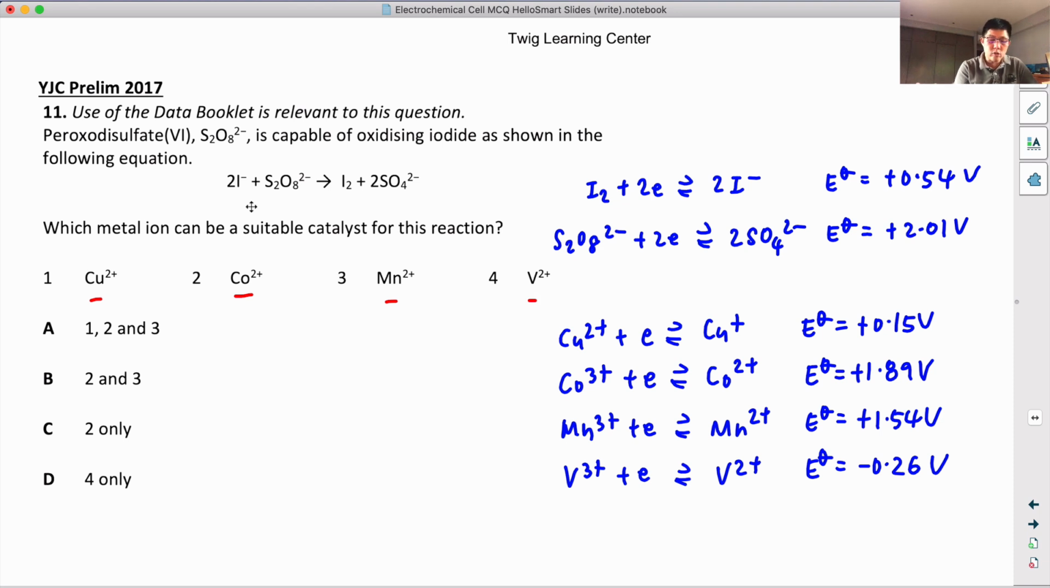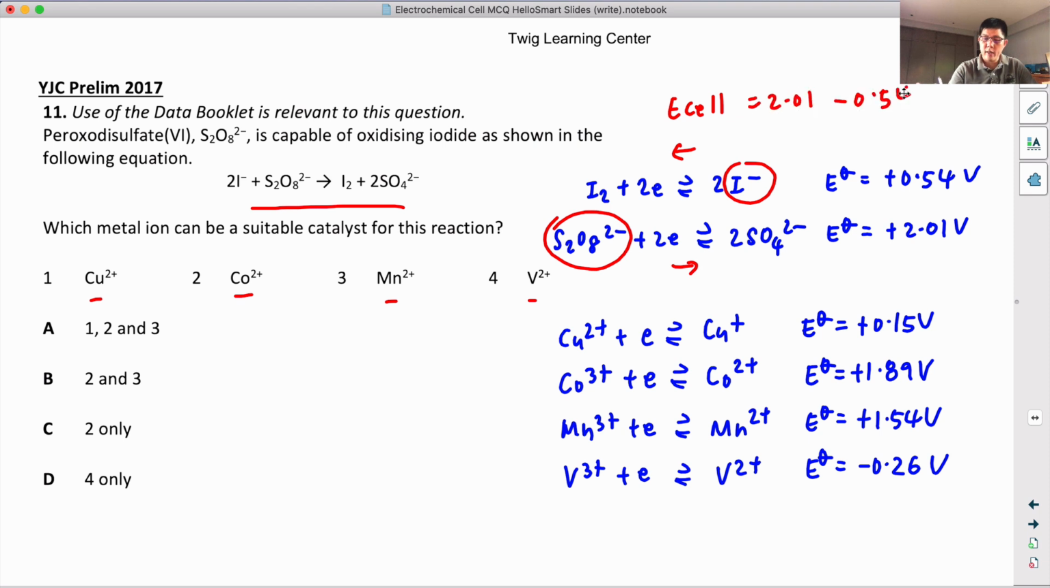So we have to break this overall equation into two half equations, right? So I minus is going to react with S2O8 minus, okay? And you can calculate the E cell here. Think about it, this is oxidation, this is reduction, and E cell is 2.01 minus 0.54, which is greater than 0. So this reaction is very feasible. Okay, but they want which one of them can act as a catalyst.